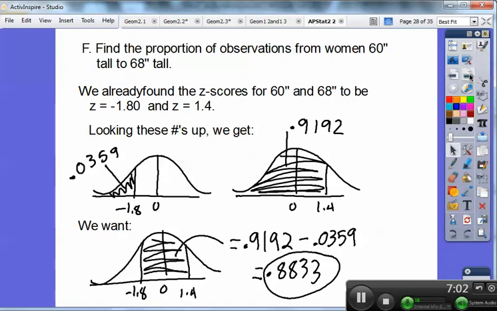All right, we want that in the middle. They want to know in between. Remember, the book always gives me to the left. So to the left of negative 1.8 is that value, and to the left of 1.4 is that value. So I want this data in the middle, so I subtract those two. There's the proportion. A proportion is just a decimal answer, 0.8833.